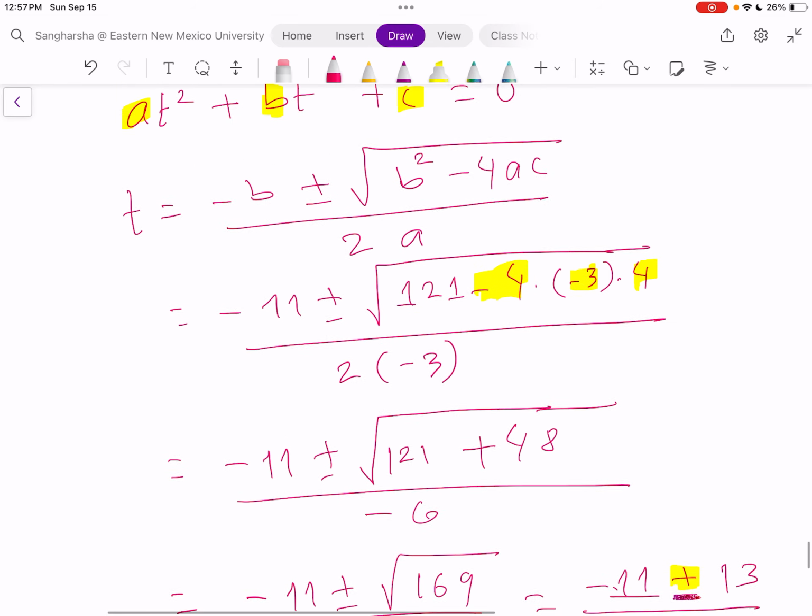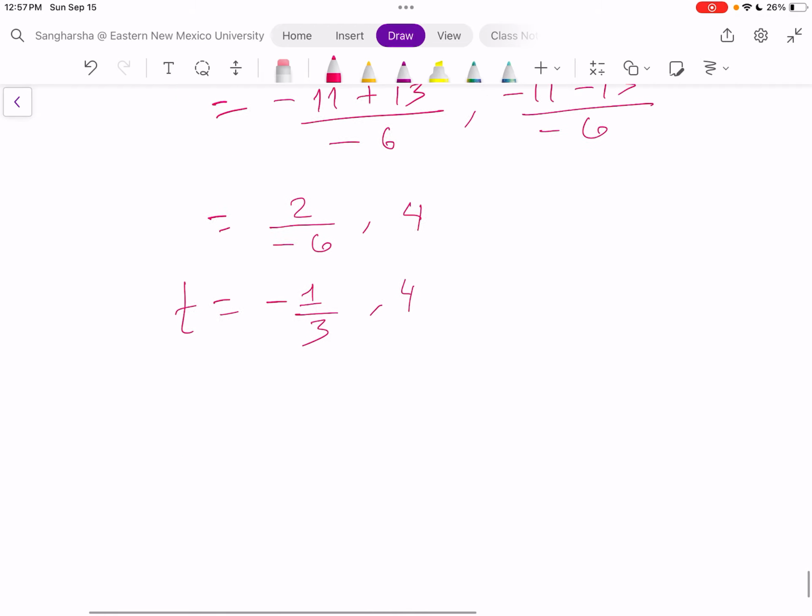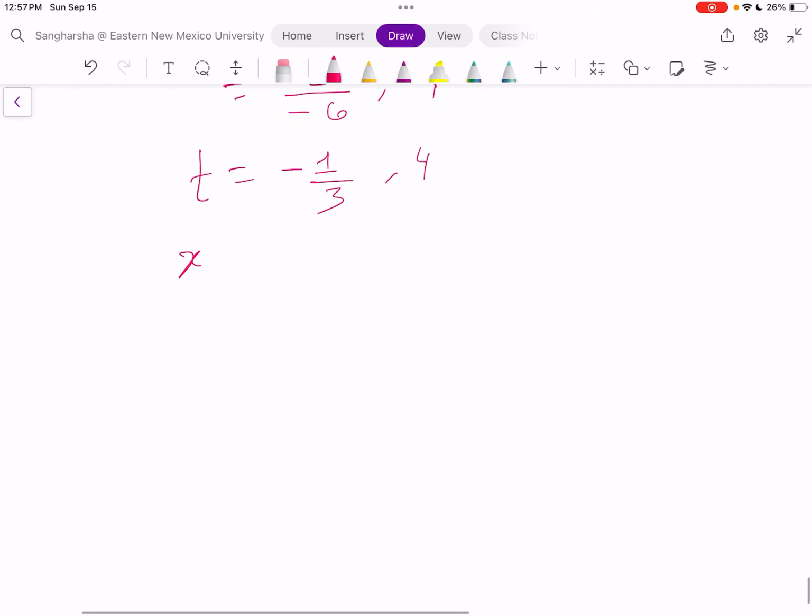Now what do we know about our t? Our t is x squared. See, our t is x squared. So let's replace our t by x squared. So x squared equals negative 1/3, or let's take another t value, x squared equals positive 4.